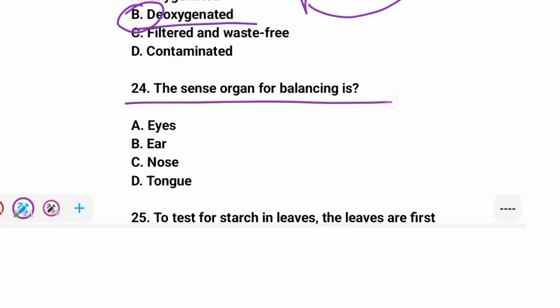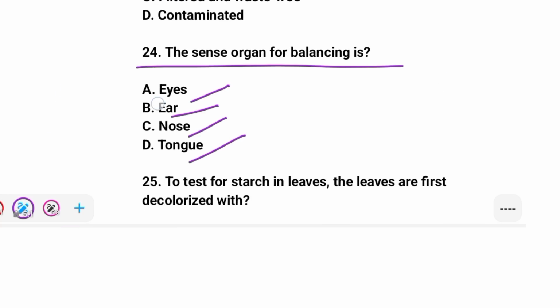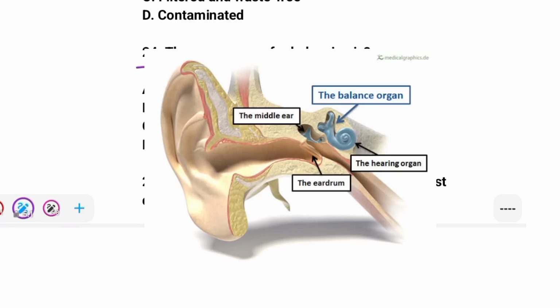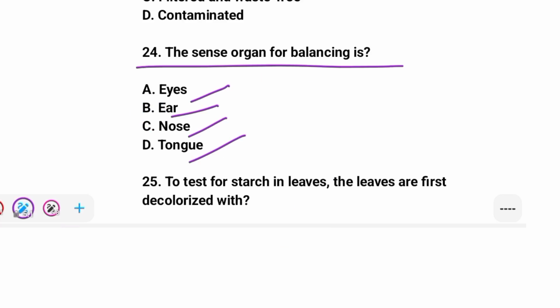The next one is the part of the organ responsible for balancing is what is called the vestibular system, which is made up of the semicircular canal. So that part can be found in the inner ear. So the ear is the organ for balance. So the answer is option B.